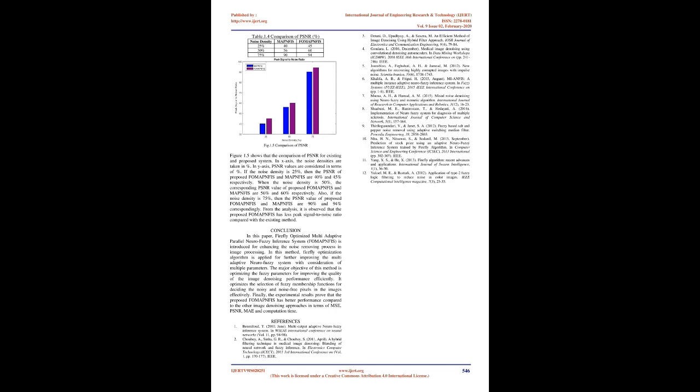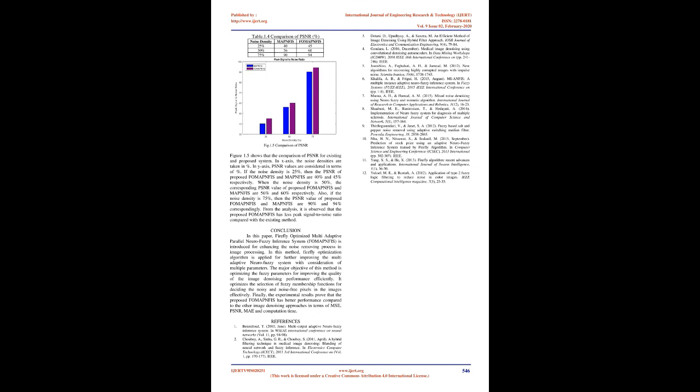If the noise density is 25%, then the PSNR of proposed FOMAPNFIs and MAPNFIs are 40% and 45% respectively. When the noise density is 50%, the corresponding PSNR values of proposed FOMAPNFIs and MAPNFIs are 56% and 60% respectively. Also, if the noise density is 75%, then the PSNR values of proposed FOMAPNFIs and MAPNFIs are 90% and 94% correspondingly. From the analysis, it is observed that the proposed FOMAPNFIs has less peak signal-to-noise ratio compared with the existing method.